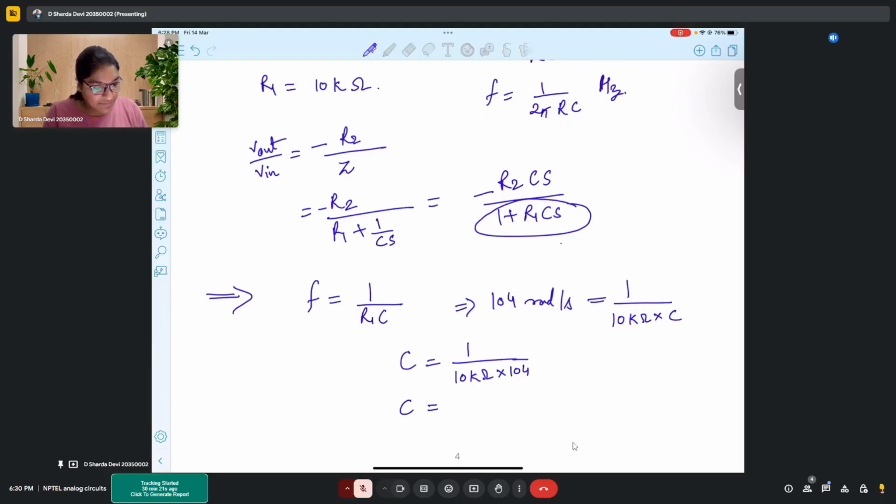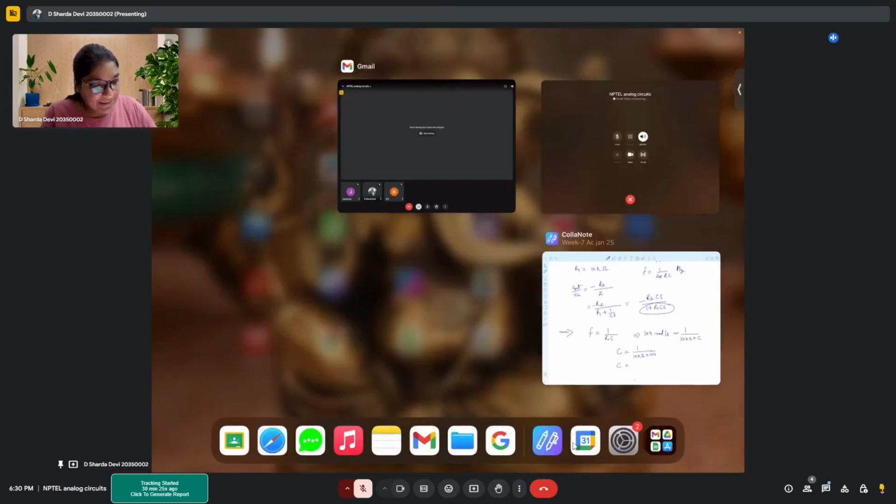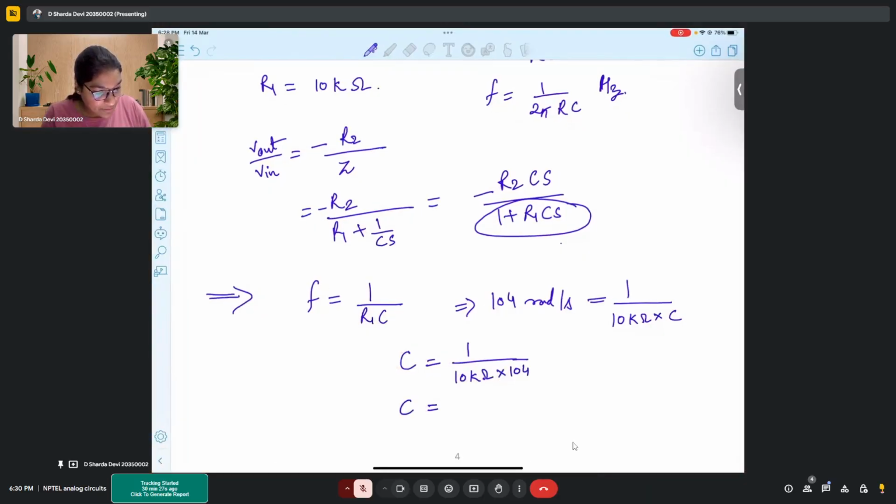What is the value of C? 0.01 microfarad. Sorry? 0.01 microfarad. 101 microfarad? 0.01 microfarad. But there is a lot... 104.